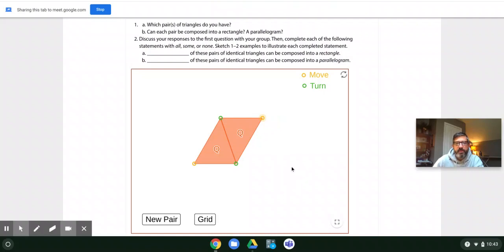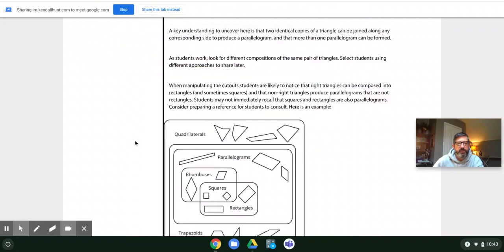So do we have a parallelogram here? We do. So we can compose these two triangles in order to find a parallelogram.